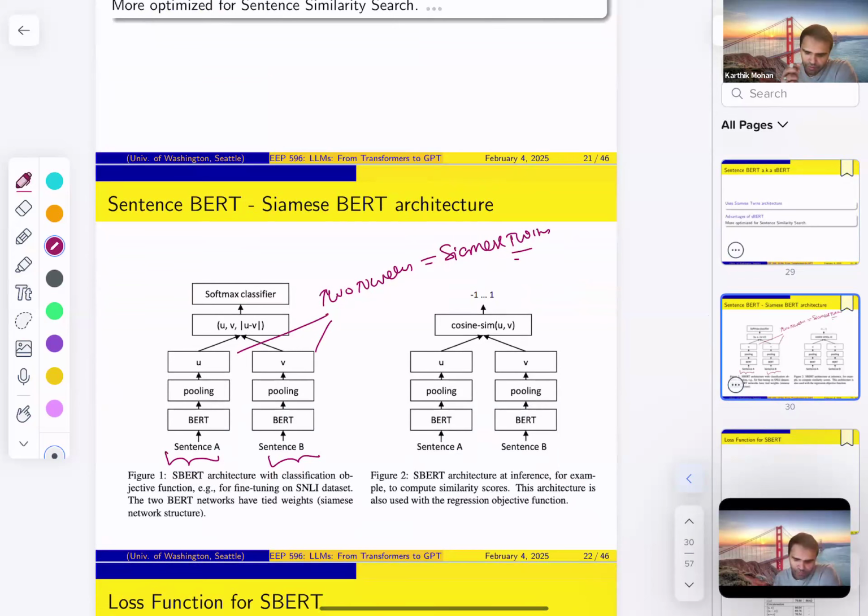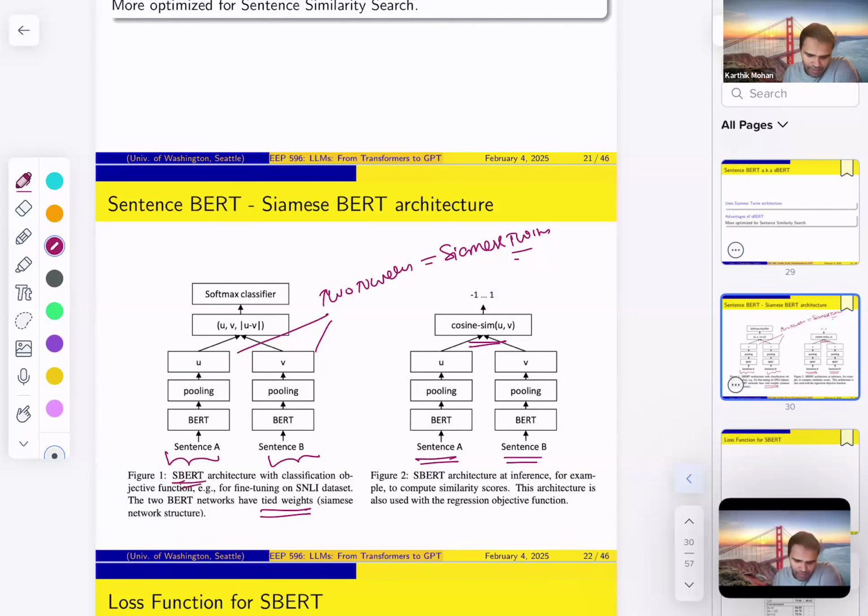So for the purpose of gradient computation, you say the weights are tied. At inference time, you just pass sentence A through one set of weights and then sentence B through the same set of weights, and then you do cosine similarity. This is something that we've been doing, right? Once you get an embedding.